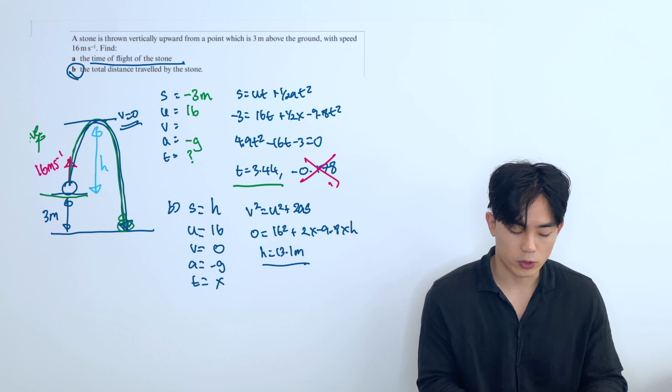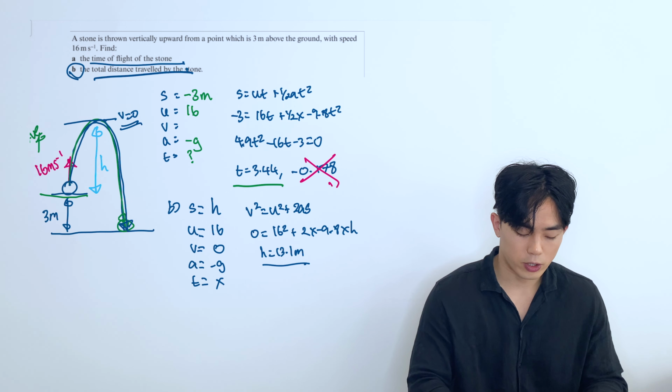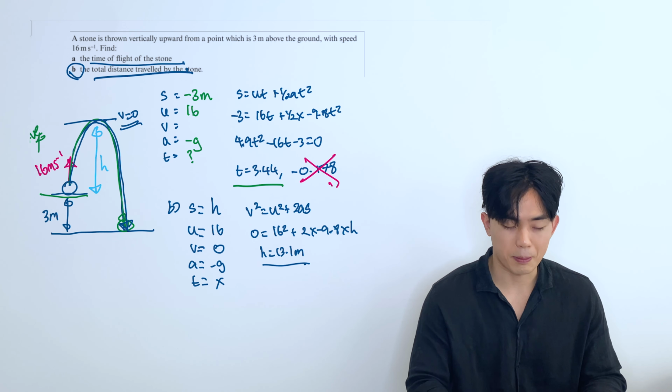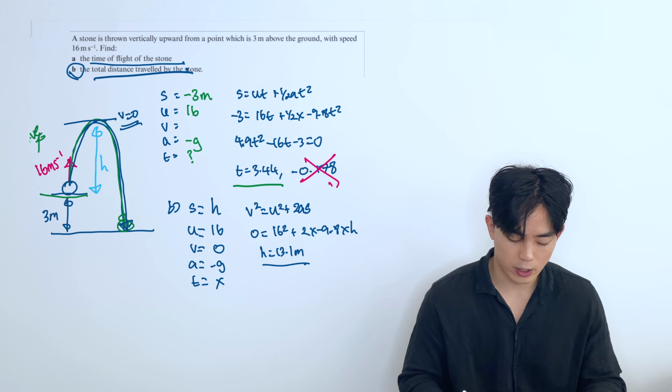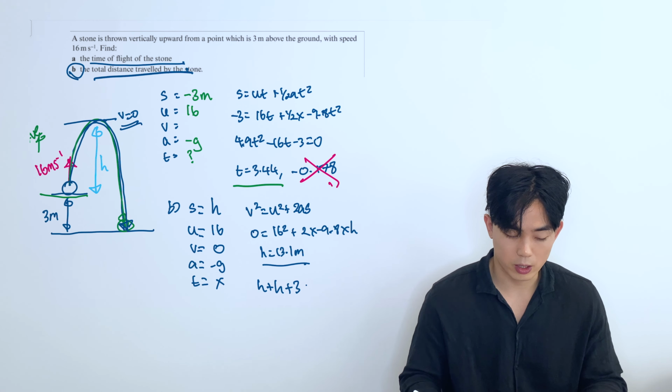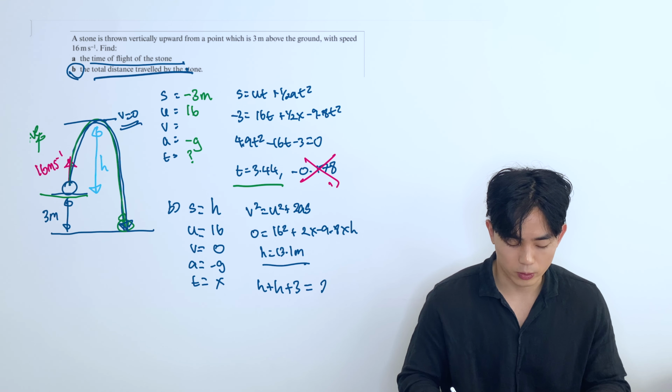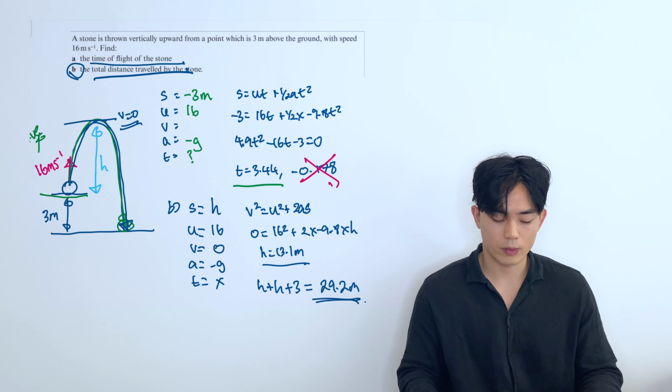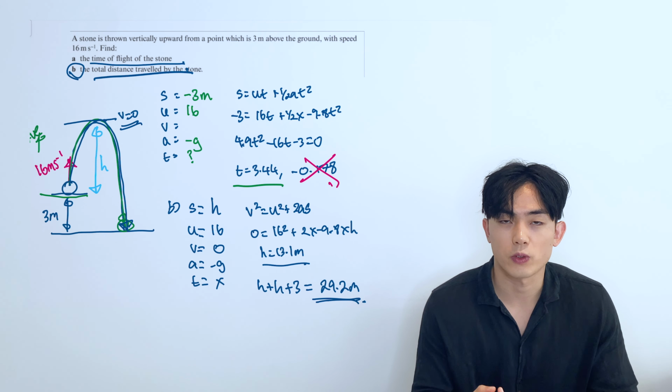But then we want the total distance traveled, so it's going to go up h, come back down h, and then go back down a further 3 meters. So it's going to be h plus an extra 3 meters, which will give us a total distance traveled of 29.2 meters like this. So for vertical, it's a bit more difficult than the horizontal one.